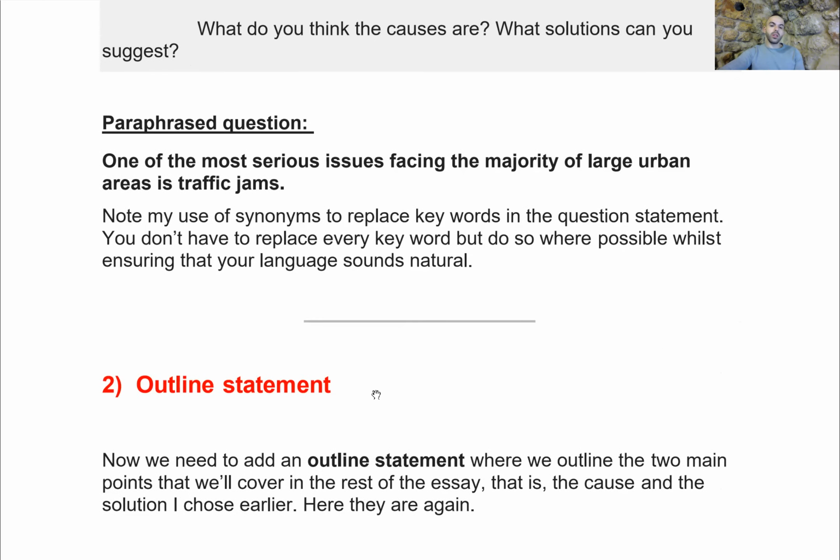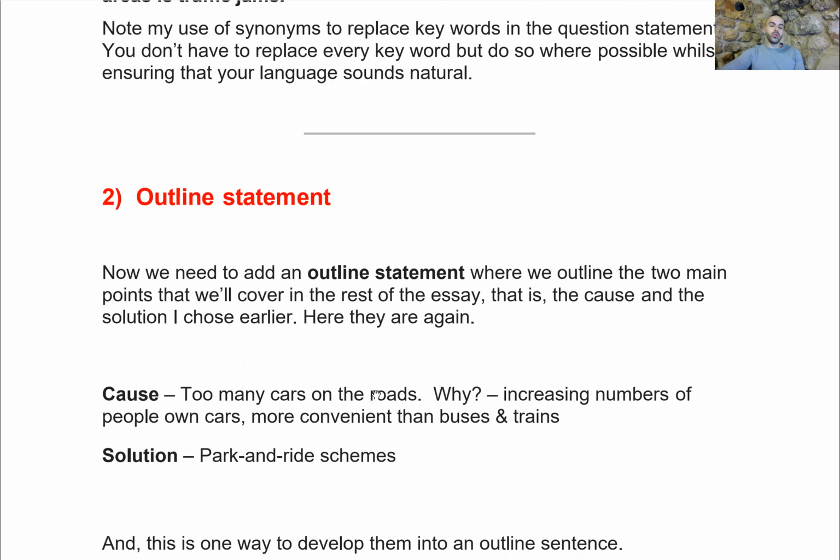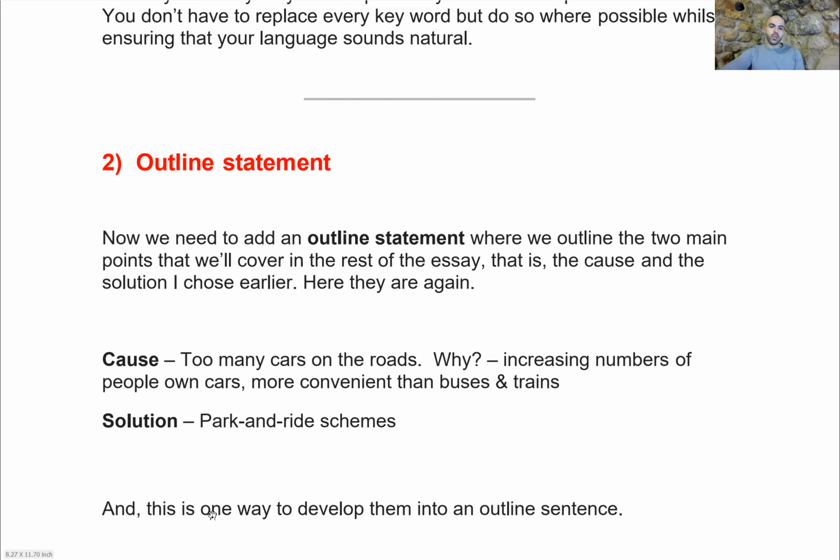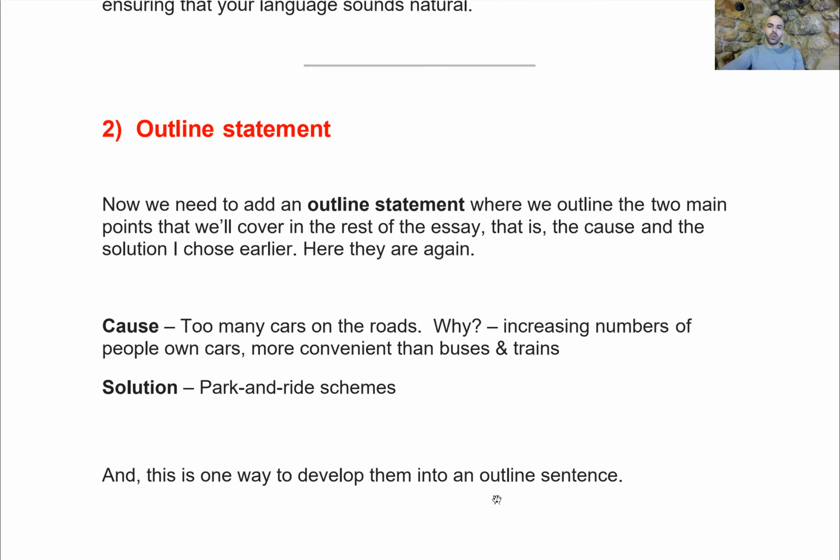So now for the outline statement. Now we need to add an outline statement where we outline the two main points that we will cover in the rest of the essay. That is the cause and the solution I chose earlier. Here they are again. Cause: too many cars on the roads. Why? Increasing numbers of people on cars, more convenient than buses and trains. Solution is park and ride schemes. And this is one way to develop them into an outline sentence.